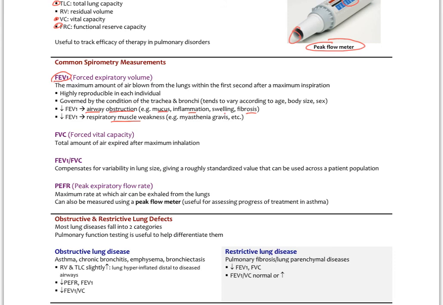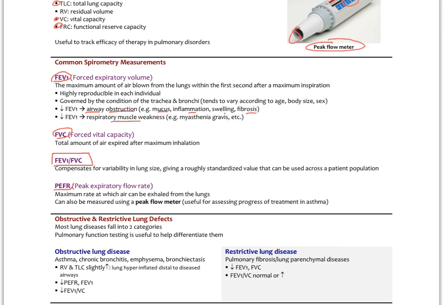FVC, forced vital capacity, is the total amount of air expired after maximal inhalation, and that's no time limit, just how much air can you get out, period. So the ratio of FEV1 to FVC is actually a very reproducible standard for people, and it compensates for variability in lung size, and it gives us a standardized value across the patient population. So that's a big one we look at here.